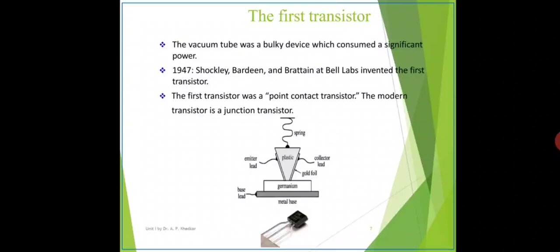In 1947, at Bell Labs, the first transistor was invented. This first transistor was the point contact transistor, and later it was replaced by the junction transistor, especially what we call the bipolar junction transistor. Further, a lot of changes took place in transistor technology also. The transistor was replaced by the field effect transistor. Further, the metal oxide semiconductor field effect transistor, that is MOSFET, then different versions of MOSFET, that is CMOS, PMOS, NMOS and so on.